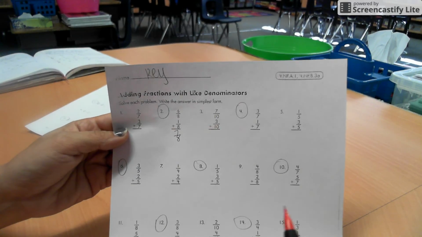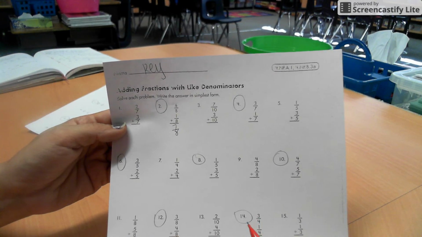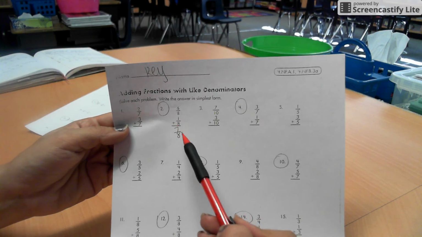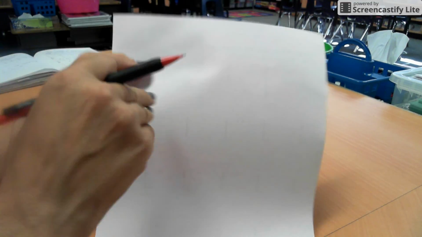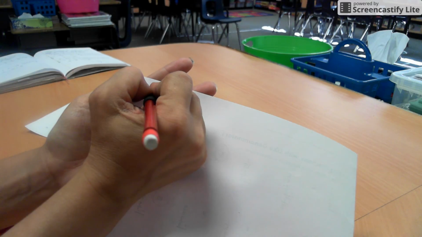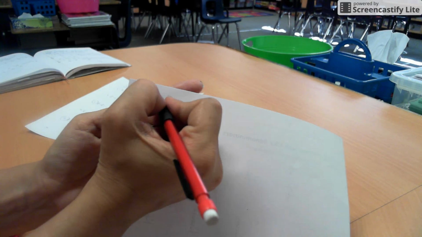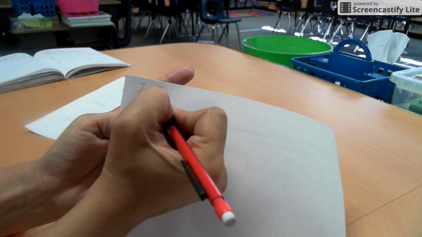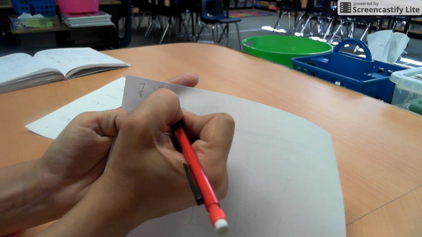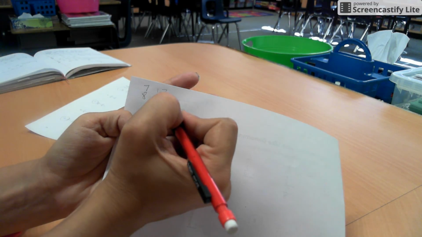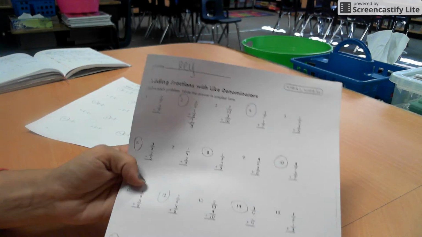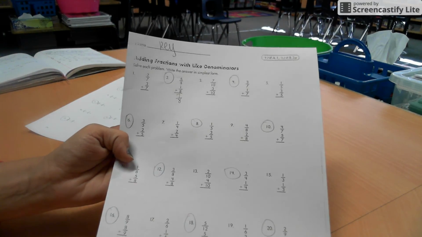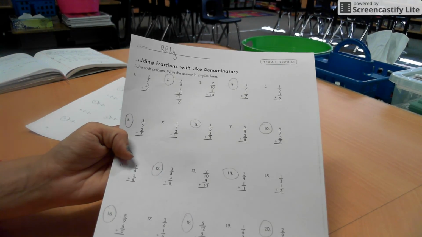Is 7/8 in simplest form? Yes, because it's only 1 apart. But if I needed to, I could write the factors of 7 and the factors of 8. Well, I know 7 is a prime number, so it's only 1 and 7. They only share 1, so it is in simplest form. So that's how you can use the back to check. And yes, use your notebook.